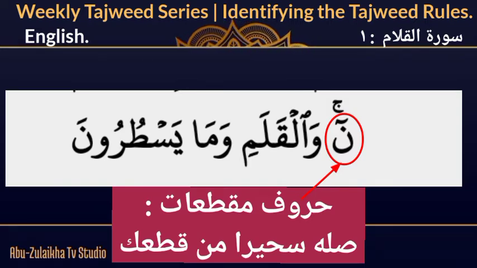That is, we have the letters Sod, Lam, Ha, Sin, Ha, Ya, Ra, Alif, Mim, Nun, Qaf, Ta, Ain, and Kaf. So these are the 14 mystic letters, that is Hurufu Muqatta'at. These 14 letters are divided into 3 groups.